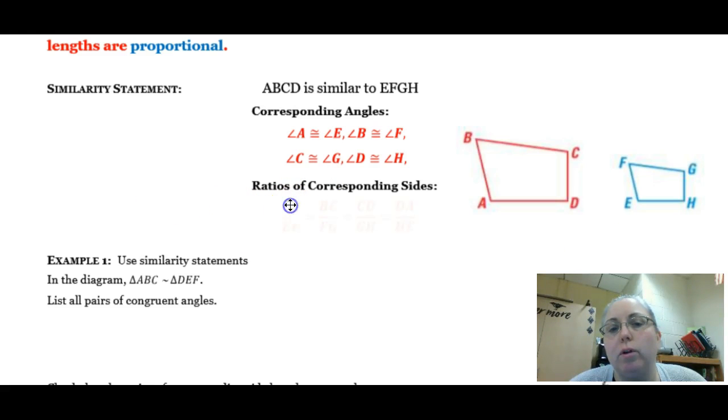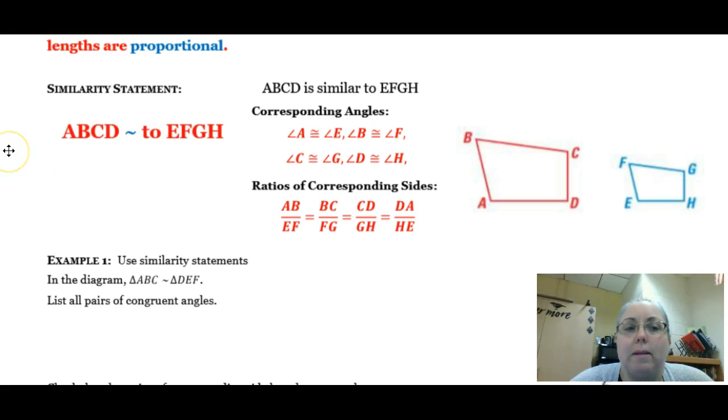And then I also know that if I was to take my side lengths and write a proportion of my side lengths, if I was to simplify that proportion, these would all be equal. So side AB to EF is going to be the same proportion as BC to FG. And notice that I have the same polygon on top all the way through, and the same polygon on bottom all the way through.